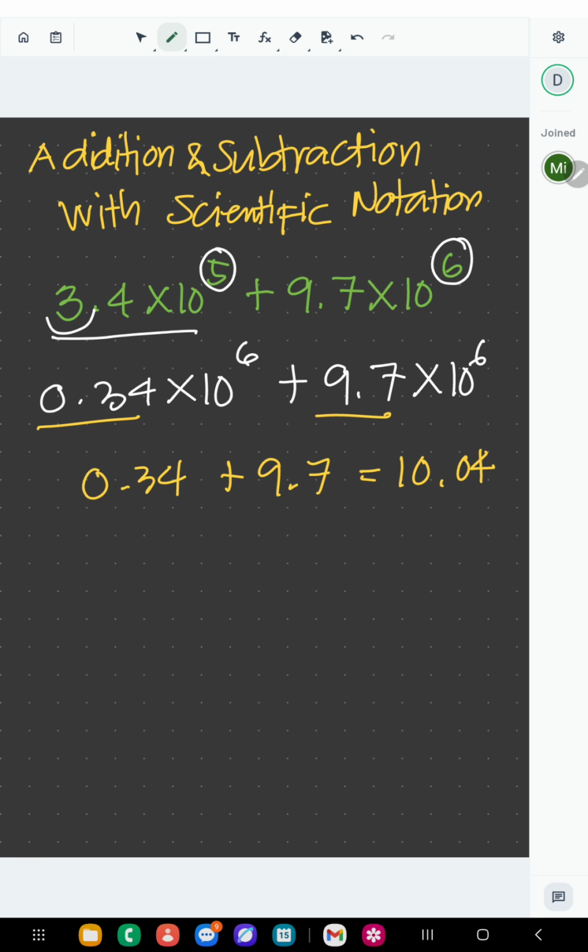Then we rewrite in scientific notation. So this is 10.04 times 10 to the 6, or 1.004 times 10 to the 7. Yes, that's right. The same goes for subtraction. They have the same rules for addition and subtraction with scientific notation.